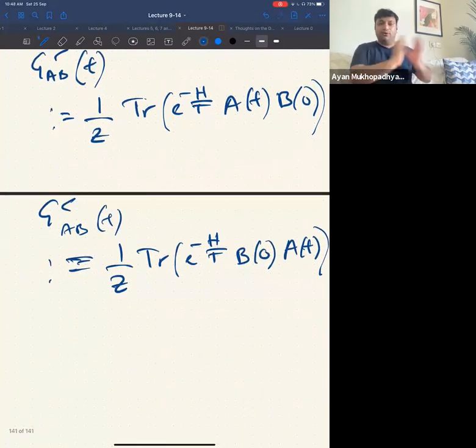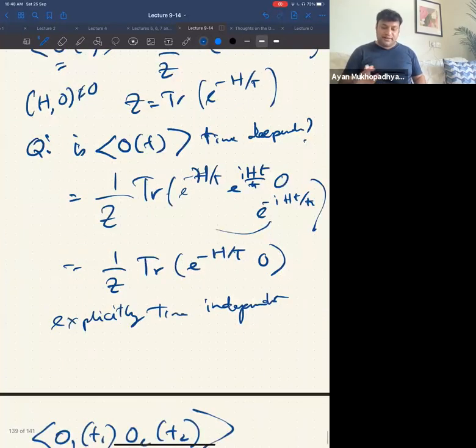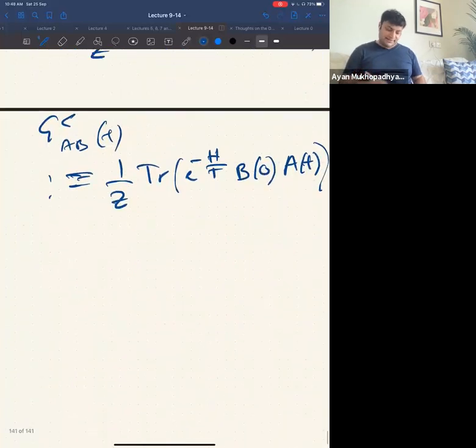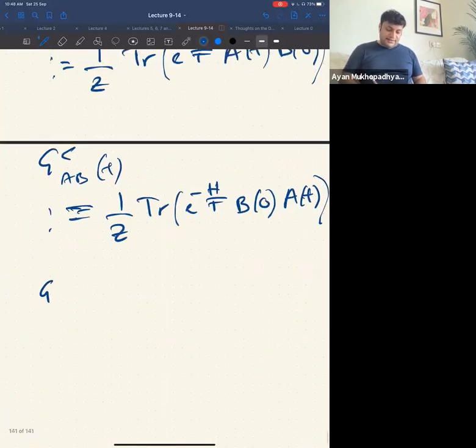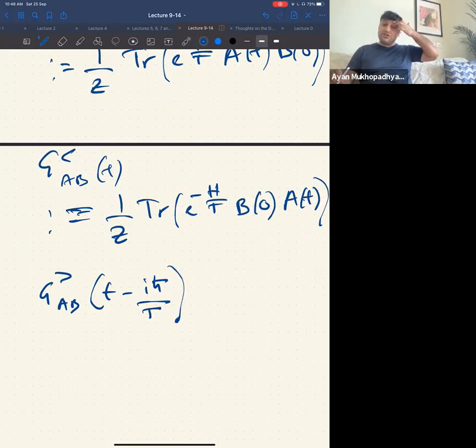This is the foundation of all of these properties. All that I claimed earlier, that you can obtain everything from the commutator and nothing else, is simply a consequence of this rather simple exercise. So now let us do something weird. Let us take G^> AB(t minus i h bar by T) and see what I get. Basically I'm analytically continuing to imaginary time, with this specific shift.